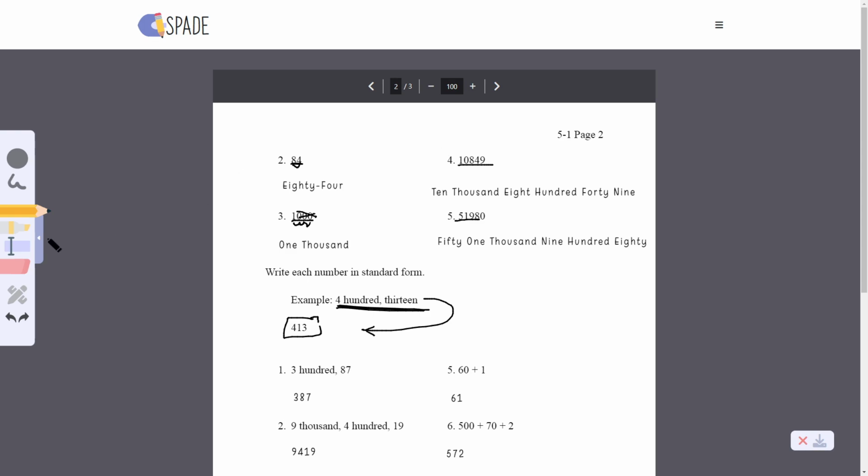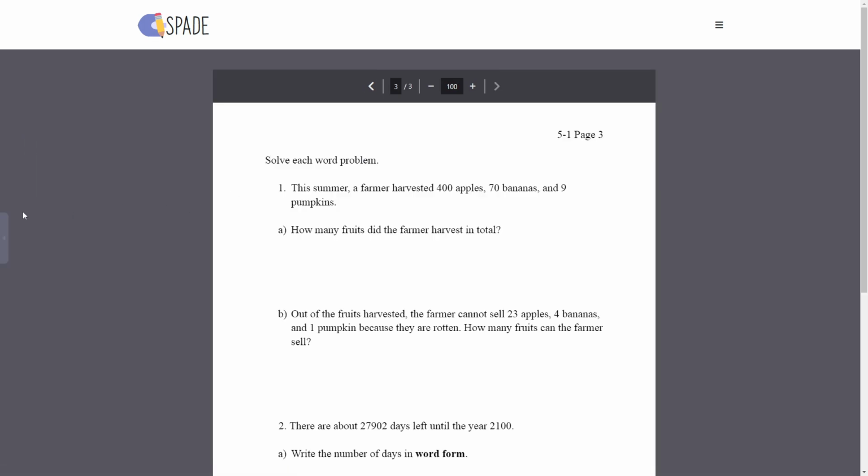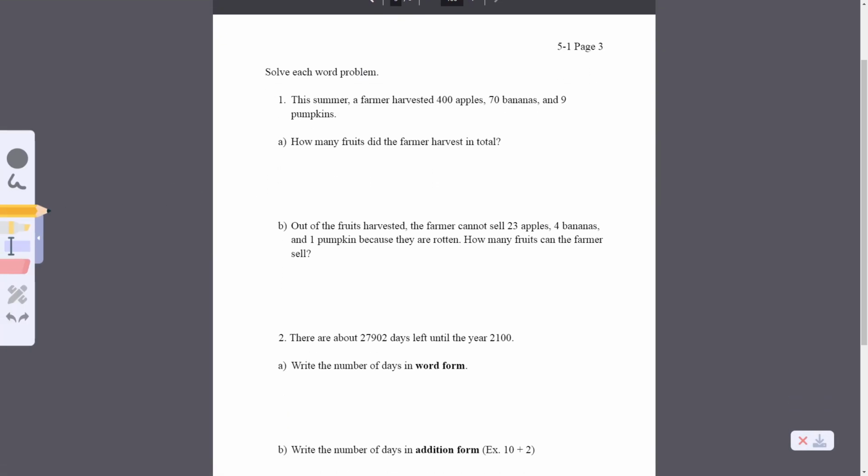Moving on to the final page, we have word problems. This summer, a farmer harvested 400 apples, 70 bananas, and 9 pumpkins. How many fruits did the farmer harvest in total? You can see that the numbers here are 400, 70, and 9. And when it says total, basically that means add them all up. So you would say 400 plus 70 plus 9. And your final answer should be 479.